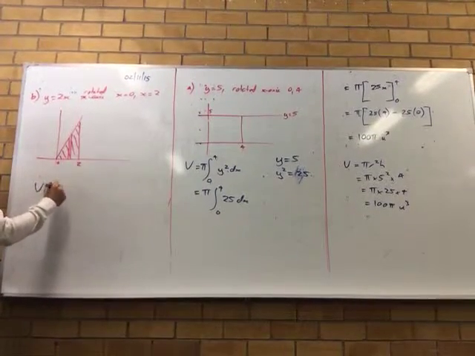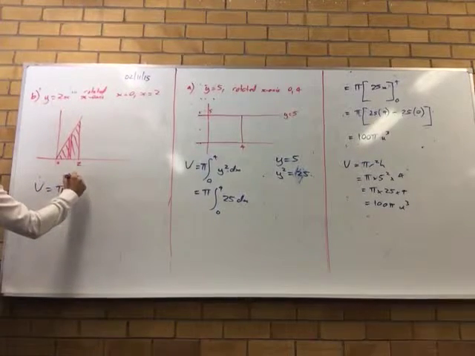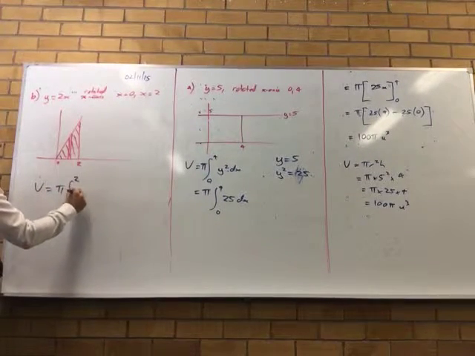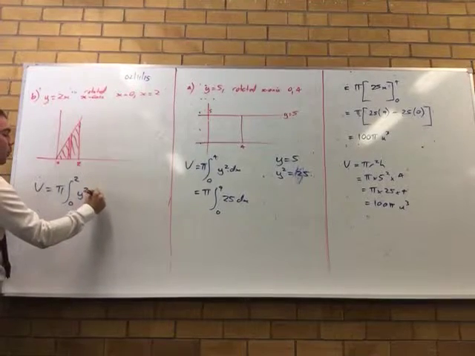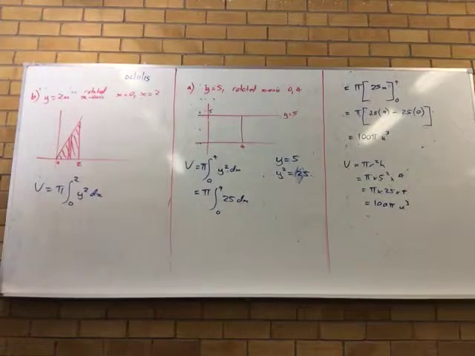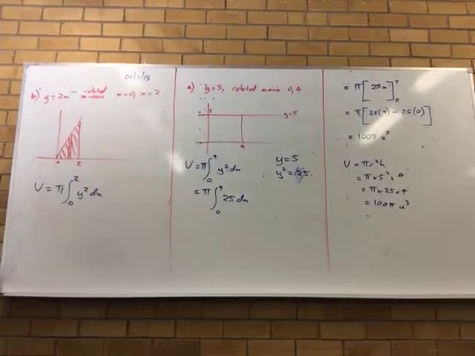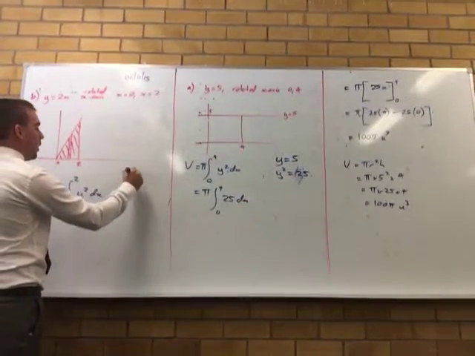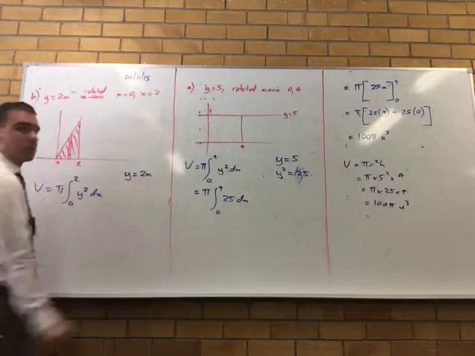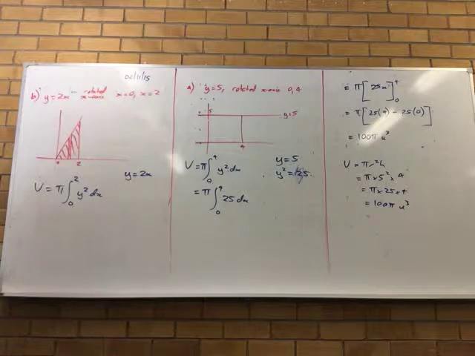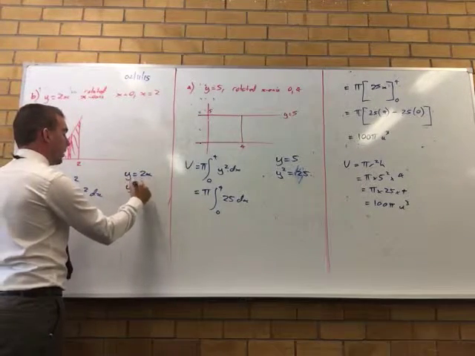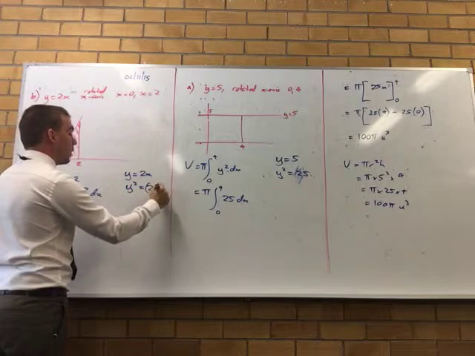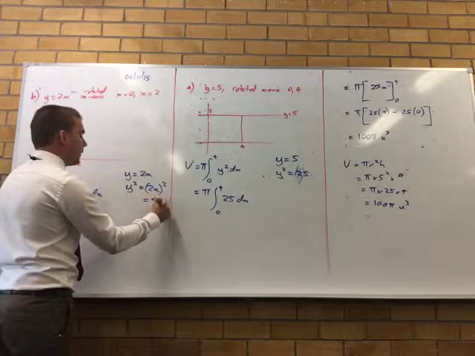So volume is pi times the integral from 2 to 0. And remember, when we need the volume, we need y squared the subject when we're rotating about the x-axis, and then of course when we're rotating about the y-axis, we'll need x squared the subject. So y equals 2x, so you need to have y squared set up. So y squared is going to be 2x all squared, so 4x squared.